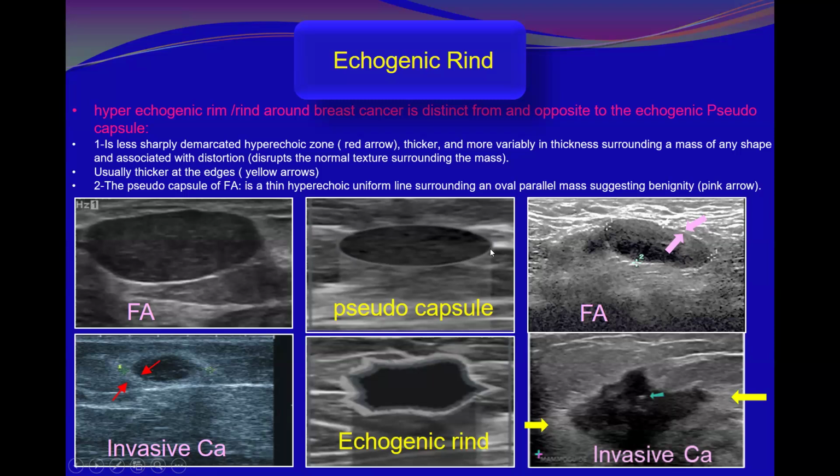Thin throughout, uniform thickness. This one is irregular, variable in thickness, surrounding a mass of any shape. The pseudocapsule surrounds an oval parallel mass, but the rim can surround a mass of any shape, and it is associated with distortion, as we have mentioned. You see? Can you see it here? And it is usually thicker at the edge.